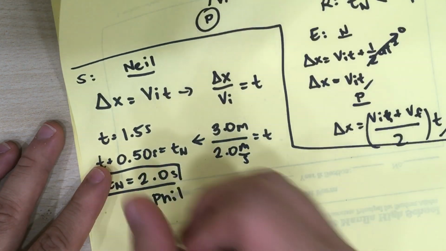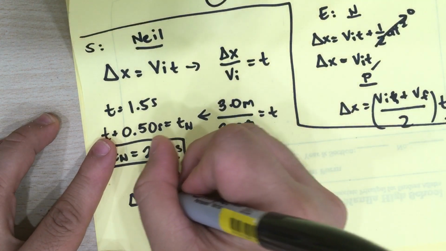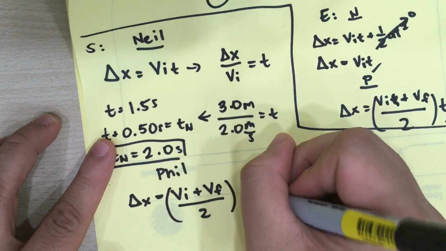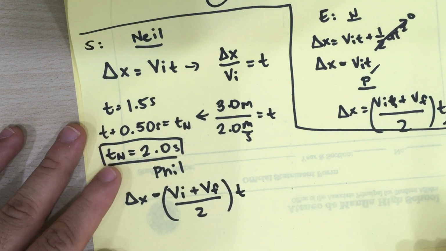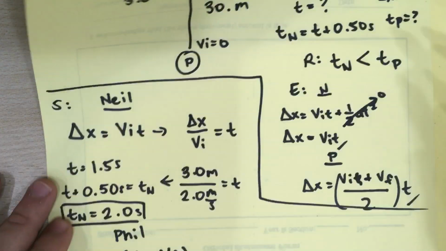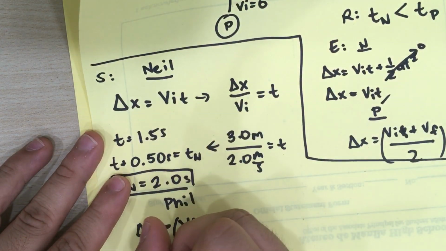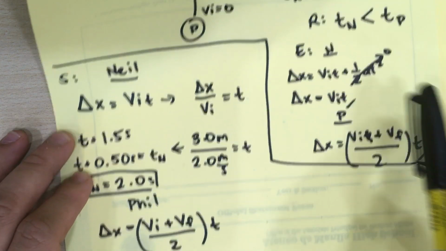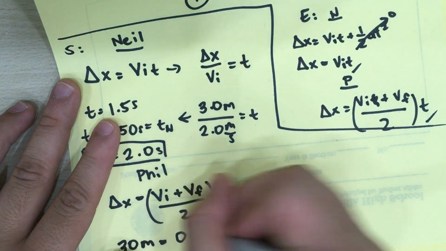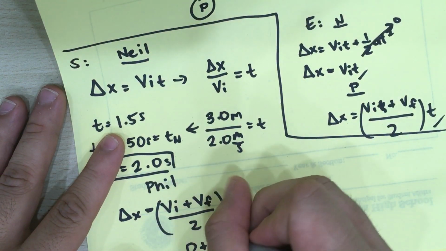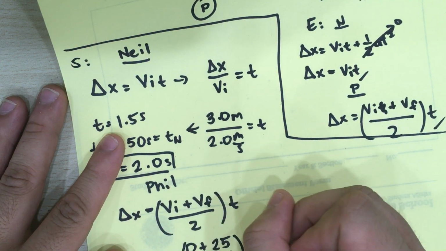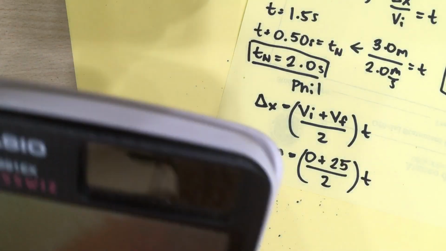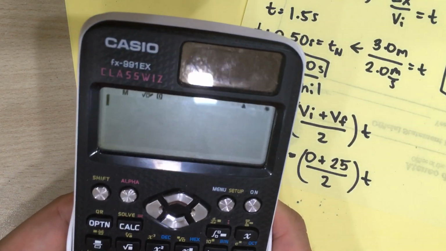So for Phil, we have delta x is equal to vi plus vf over 2 multiplied to the time. So let's see, what is our delta x? Our delta x is 30 meters from the goal. Our vi would be 0. Our vf, 25, divided by 2, multiply it to the time. Now we can use algebra, but I'll teach you a different technique by which we can solve this by simply plugging in the equation.